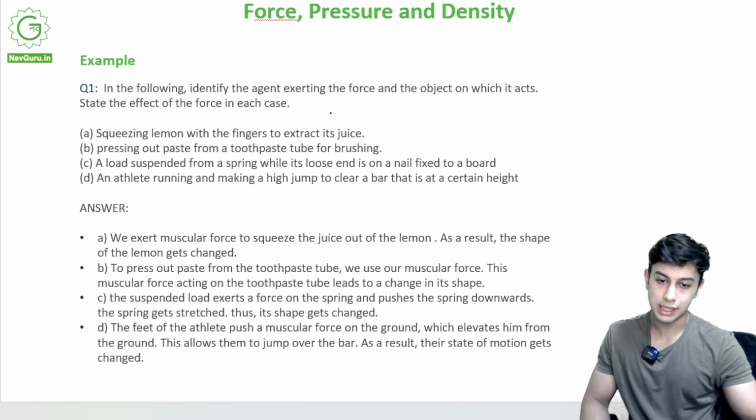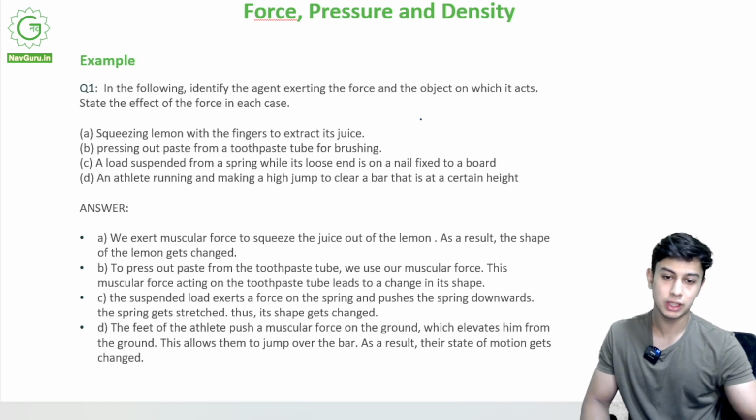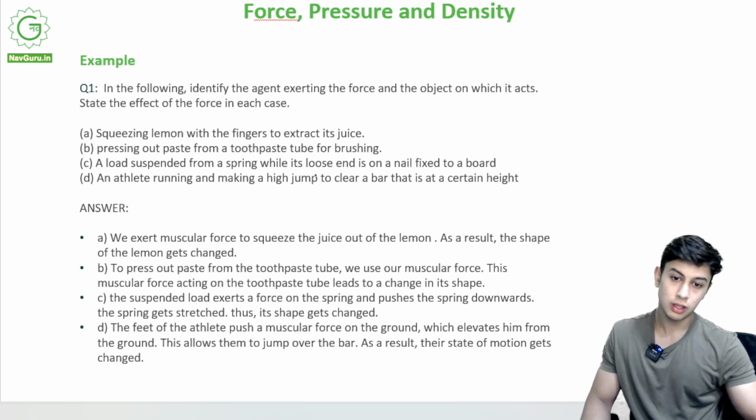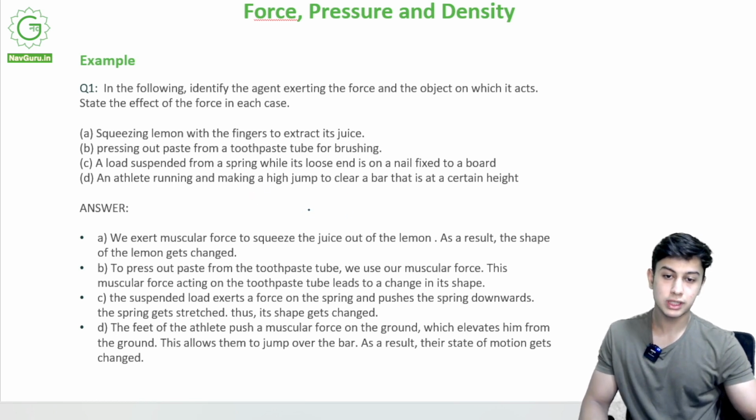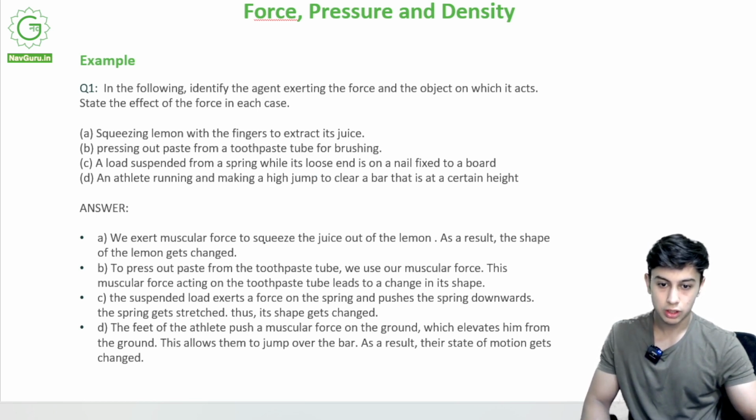Alright, so what is happening? For example, squeezing a lemon with the fingers to extract its juice. We've all seen everyone squeezing a lemon. To squeeze a lemon, you use your fingers, you put muscular force. We exert muscular force to squeeze the juice out of the lemon. As a result, the shape of the lemon gets changed.